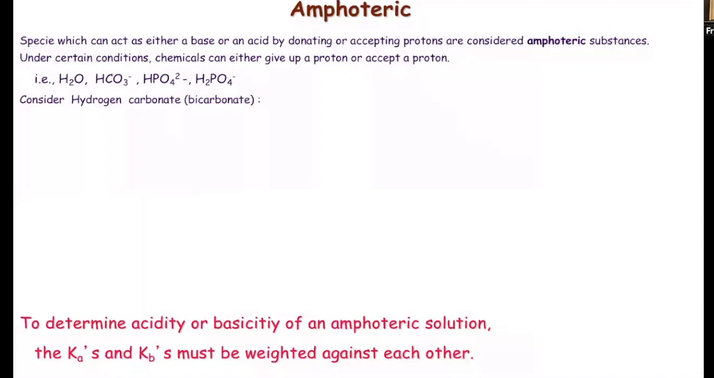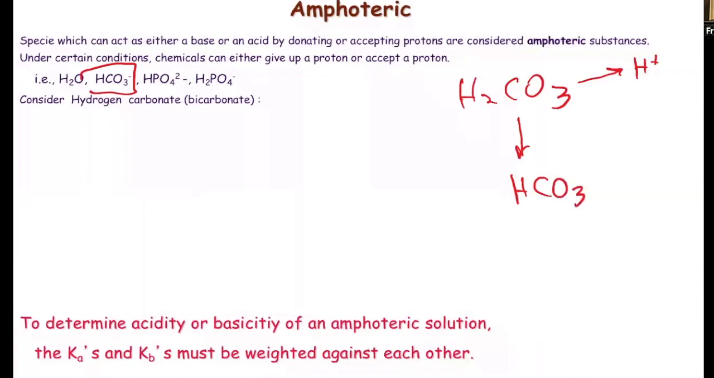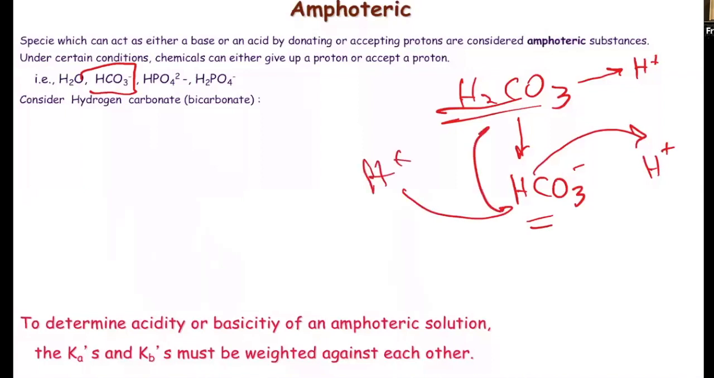A chemical like bicarbonate. Bicarbonate comes from carbonic acid. Carbonic acid itself is not amphoteric. The reason why carbonic acid is not amphoteric is because it can't accept another hydrogen. It will give up hydrogen, but it can't accept another hydrogen. But suppose this thing gives up a hydrogen and now becomes bicarbonate. Okay, this is carbonic acid, this is bicarbonate. Now, bicarbonate, on the other hand, can give up that other hydrogen, or it can take in another hydrogen and form back carbonic acid.